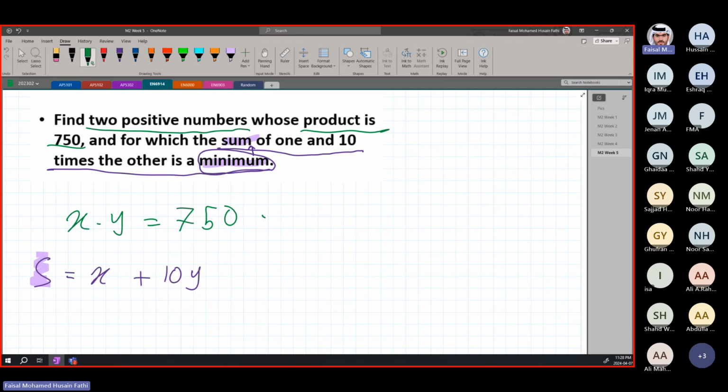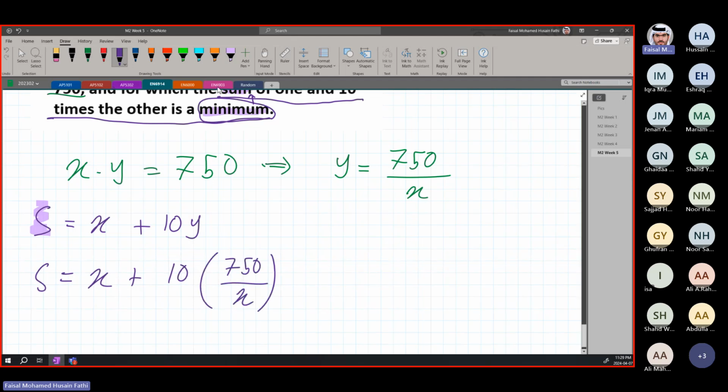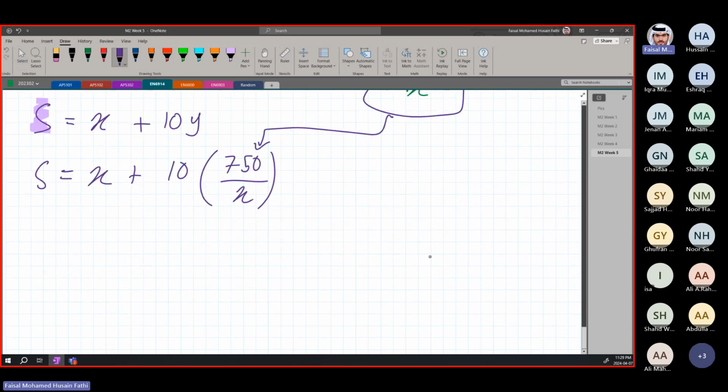But before that, let's solve for one of them. It doesn't matter if you solve for X or for Y. Usually I like solving for Y so that I just differentiate in terms of X. It makes things simpler. So Y is equal to 750 over X, right? We just divide by X. Now we substitute in the S equation: X plus 10 times 750 over X. We substitute for Y from this equation over here. This is what went here. So S is going to be equal to, if we simplify this, X plus 7,500 over X.